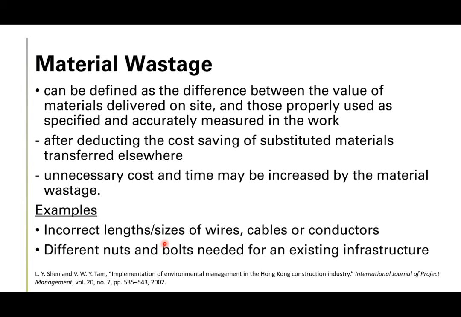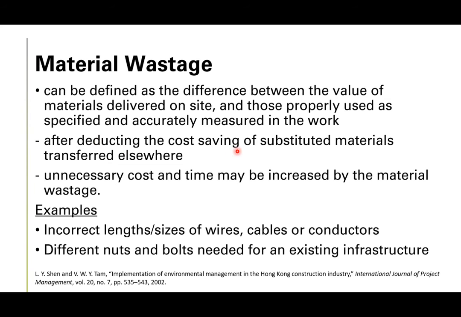Another term we're going to deal with is material wastage. It can be defined as the difference between the value of materials delivered on the site and accepted, and those properly used as specified and accurately measured in the work. So there's a difference, no? The value of the materials delivered on site and then the actual materials used in the work.